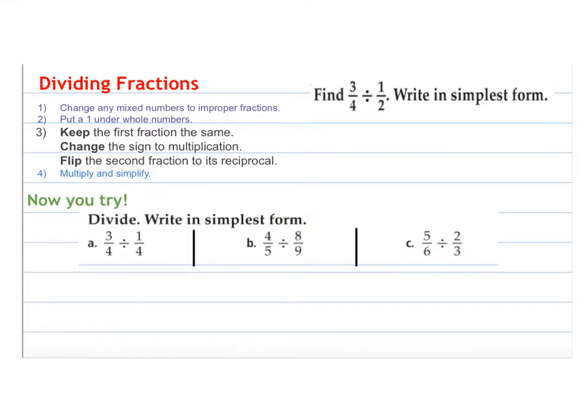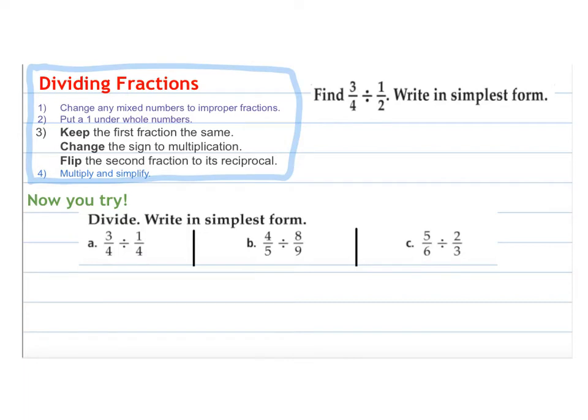All right, so when we are dividing fractions, here are the steps that we follow. So make sure you've got these written down. First of all, we need to change any mixed numbers to improper fractions. Then if we have any whole numbers, we need to put a 1 underneath them, or put them over 1, so make them into a fraction. And then we keep, change, flip.